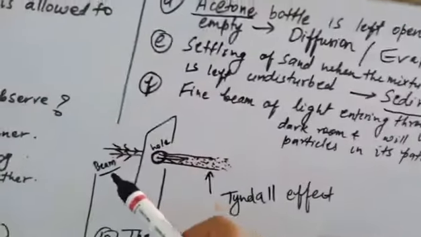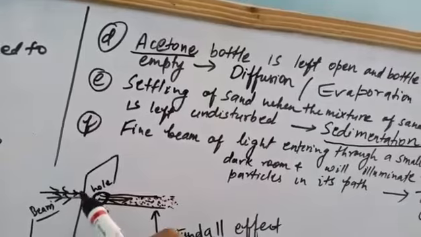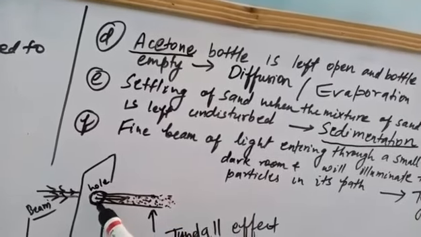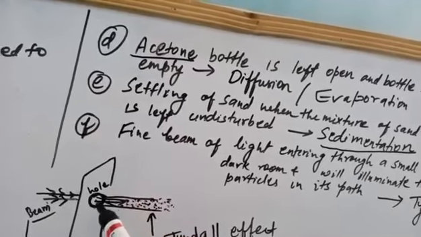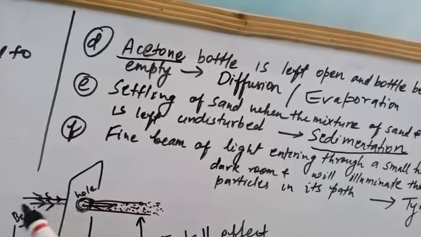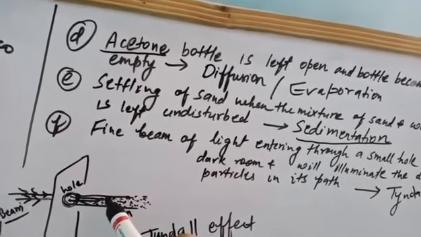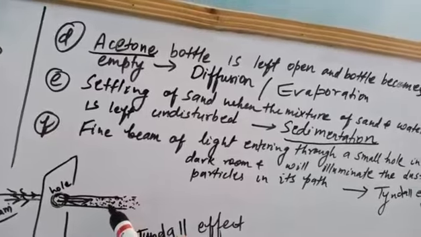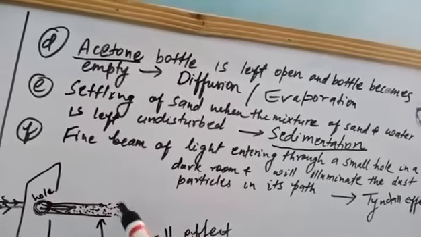You can see here, this is the beam of light which is entering into the room through the hole on a wall. So this is a wall and there is a hole on the wall here, and when the beam of light enters through this hole, it is illuminating all the dust particles present in the air in that room.